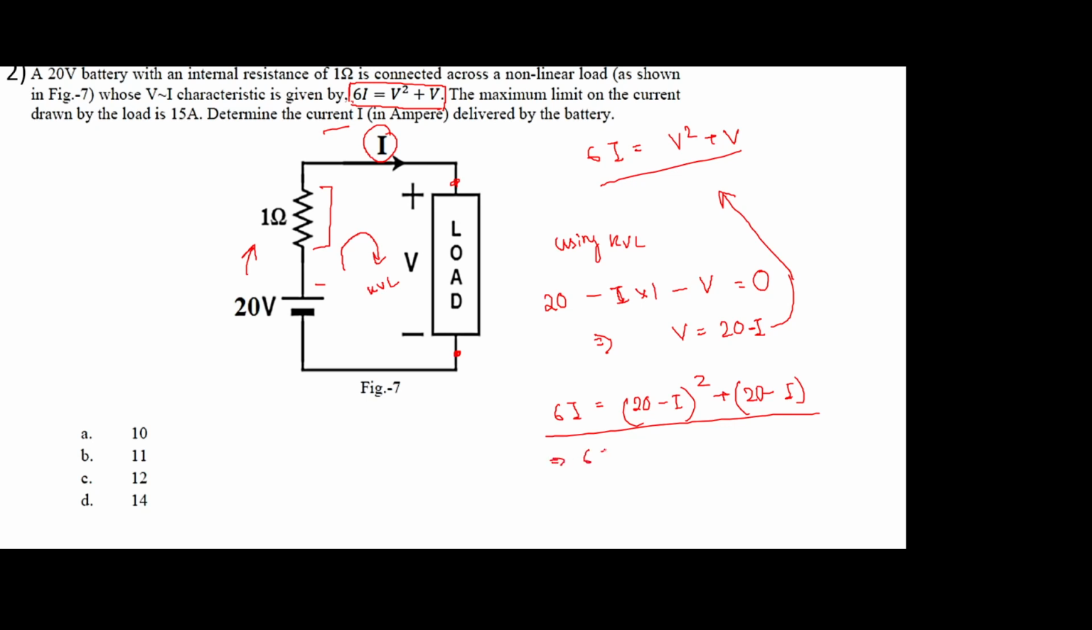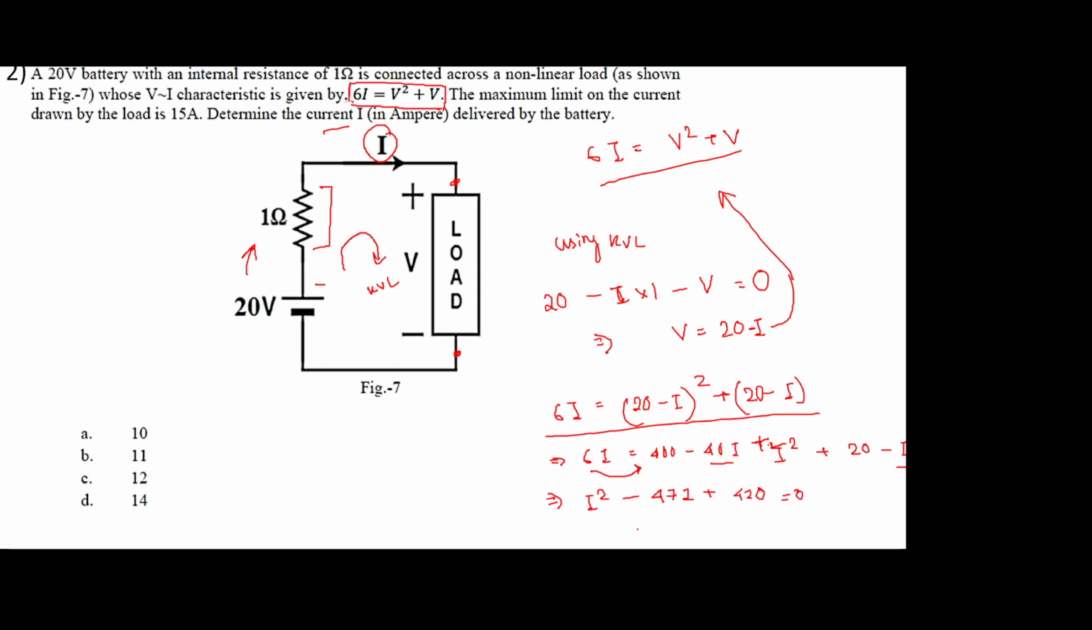So what will it be? 6I will be equal to 20 square, which is 400, minus 40I plus I square. Sorry, I square plus 20 minus I, right? If we shift all of it to one side, it will be I square, 40I minus I is 41I, and if we bring the 6I to this side, it will be 47I, right? Plus 420. Now it is a simple quadratic equation.